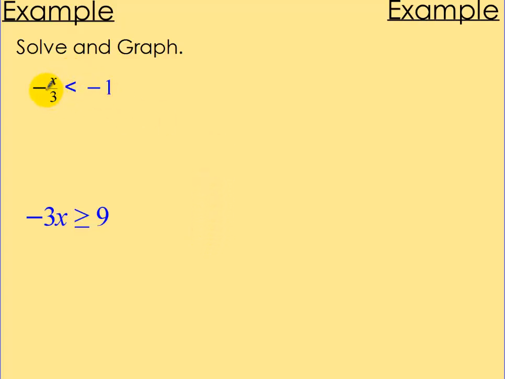All right, let's try a solve and graph. So negative x divided by 3 is less than negative 1. So I want to get rid of this 3, so I multiply by negative 3 on both sides. And multiplying by negative 3 cancels out those, so I'm left with x is less than negative 1 times negative 3. Oops, I made a mistake. I multiplied by a negative. So negative 1 times negative 3 is positive 3. But since I multiplied by a negative, I must flip the sign. So x is greater than 3. Ooh, see, even I make those mistakes.